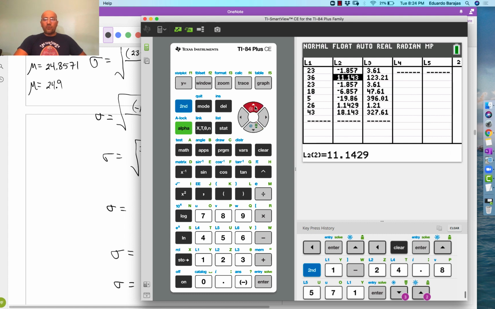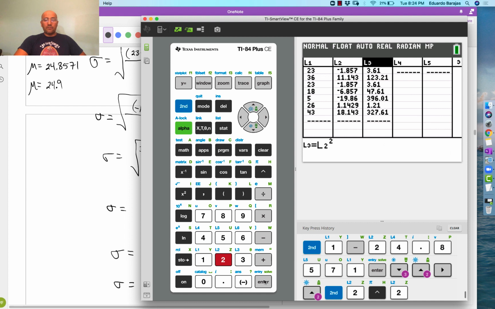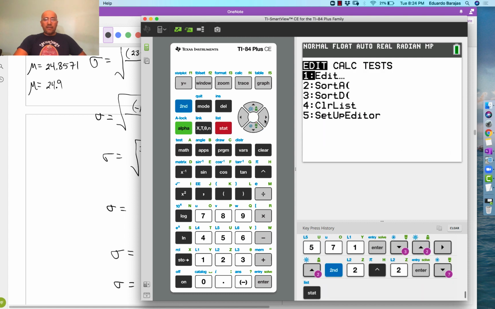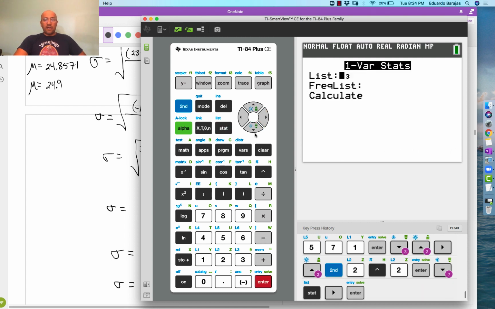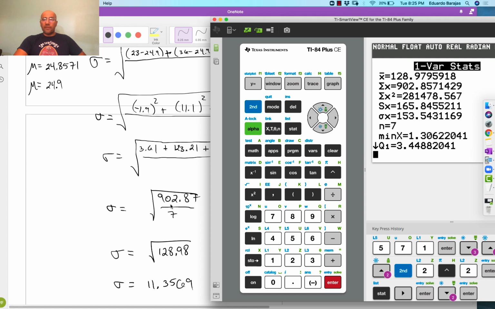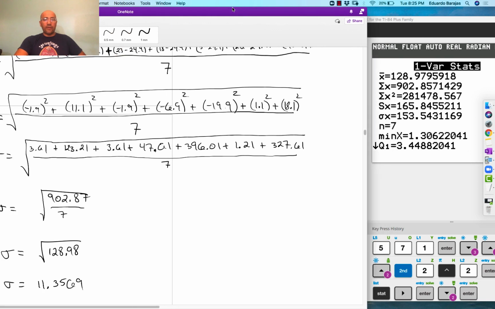Okay. All right, so now I want to take each one of these guys and I want to square them. So let's go to L3, and then this will be L2 to the power of 2. Enter. And now they're all squared. See how it goes out to lots of decimal places for each one of these? Good. Okay, so now we want to find the sum of all of these. So stat, calculate, one variable statistic on L3, calculate. And now we get a more precise sum, 902.8571. So we were pretty close before. 828, okay, so then it was just off by a tiny, tiny little bit.